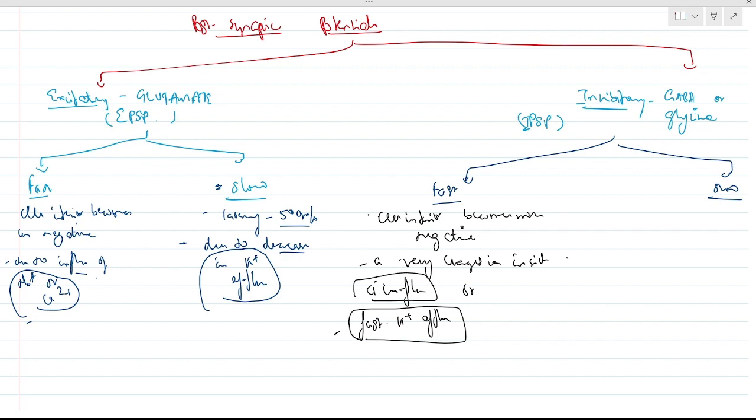This is fast IPSP. Now in slow IPSP, the latency is also very high. Slow is also 500 milliseconds, not meter per second, milliseconds. 500 milliseconds is the latency here, and this is due to increased potassium efflux.